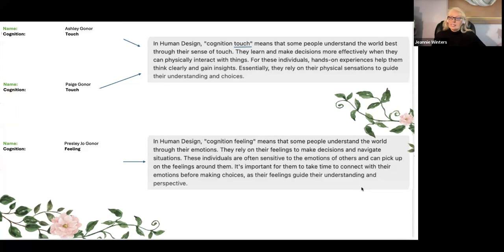Before, he was just taking into consideration how he felt, and it didn't matter how the other person felt. So it's important. Isn't that crazy?